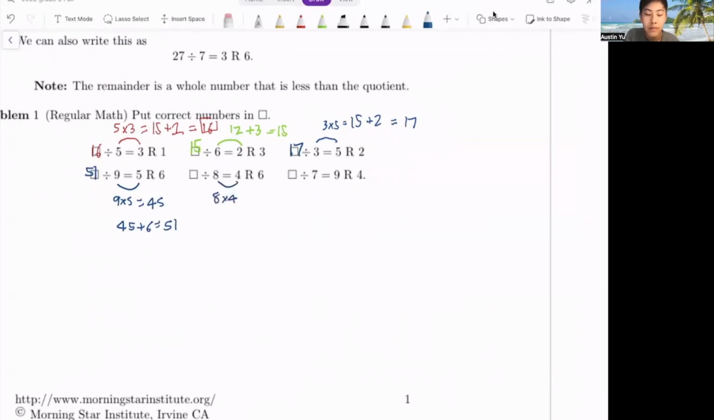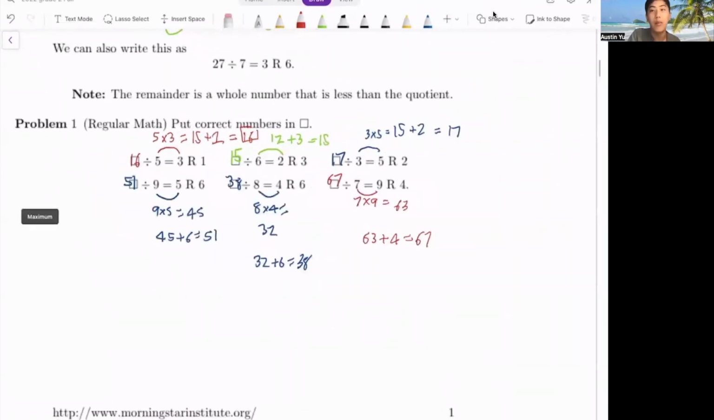Next problem, something divided by 8 equals 4 remainder 6. 8 times 4 is 32. 32 plus 6 equals 38. 38 is your answer. And finally, something divided by 7 equals 9 remainder 4. We multiply 7 times 9 equals 63. And 63 plus 4 equals 67. The answer is 67. And that is problem 1.